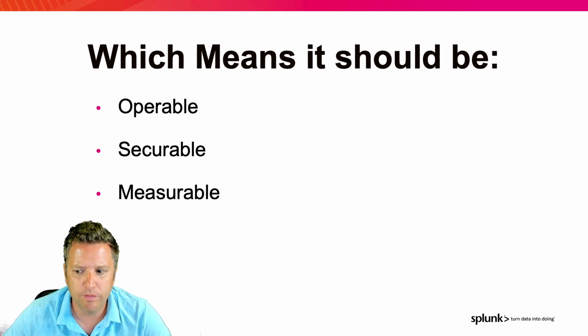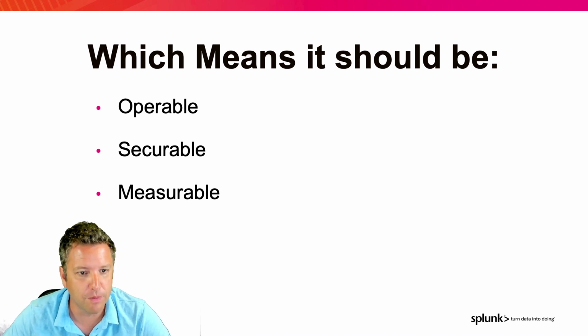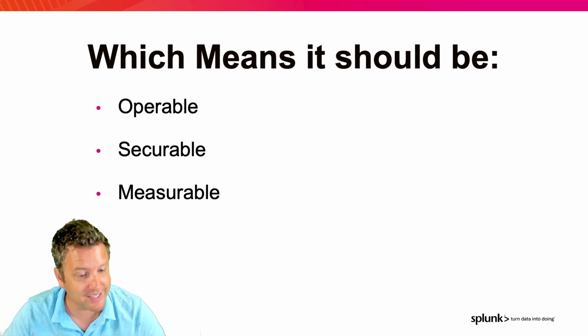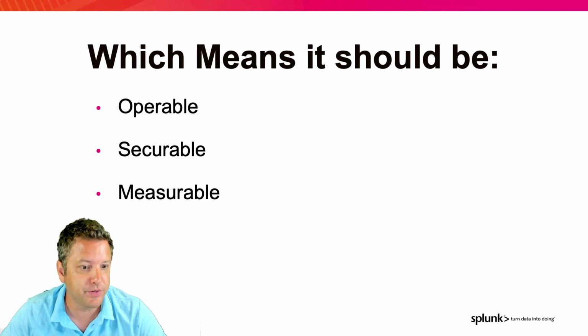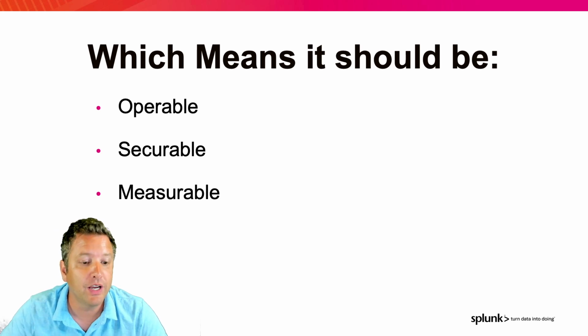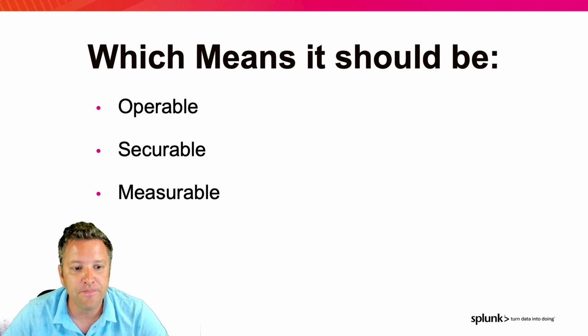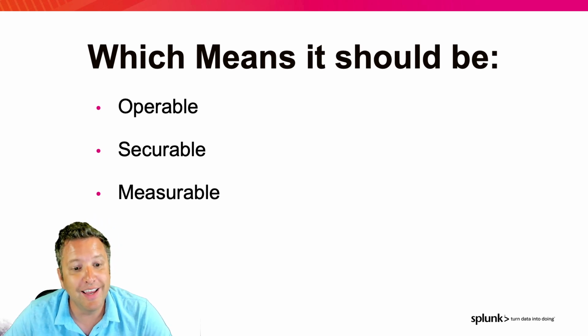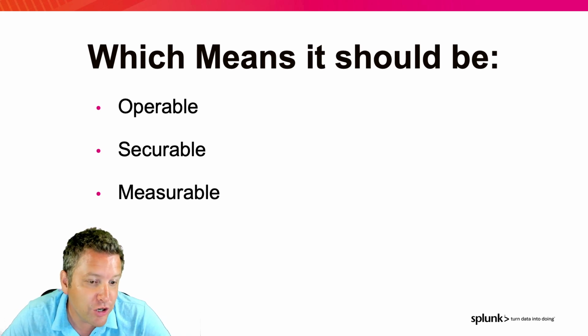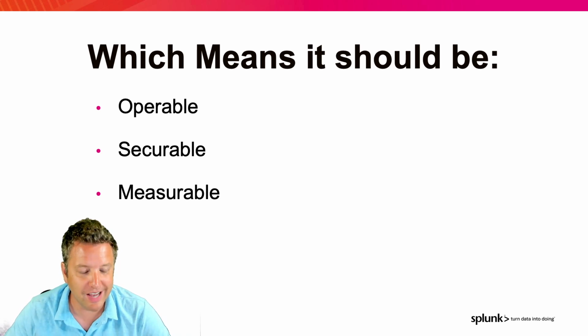So operable, this is just making sure that it's up and running. This is the typical monitoring practices. Securable, this is the biggest aspect of DevSecOps, that you have secured the factory itself, you are protecting the code and how that code is delivered. And then measurable is, how do you know when you're doing a good job or not? How do you measure success?